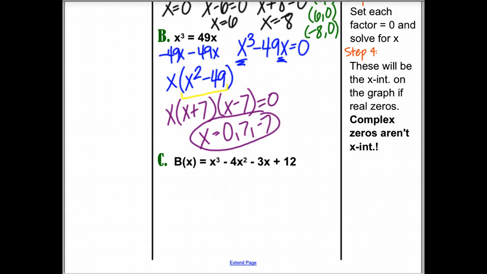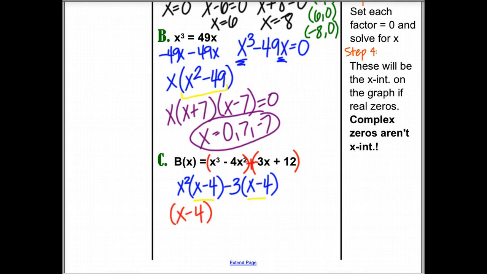I see 4 terms, and I know that 4 terms means I can factor by grouping. I'm going to turn this into plus a negative 3x, so I remember that there's a plus sign out front. In my first two terms, x cubed minus 4x squared, there's an x squared in common. That leaves me with x minus 4. On the other side, I can factor out a negative 3, which leaves me with x minus 4. The factor we have in common is x minus 4. So I have x minus 4 and then x squared minus 3.